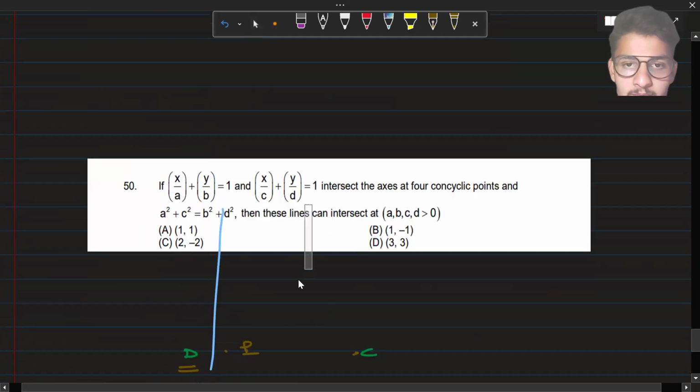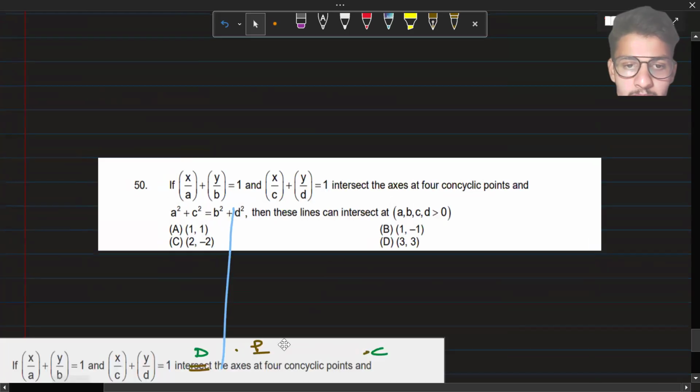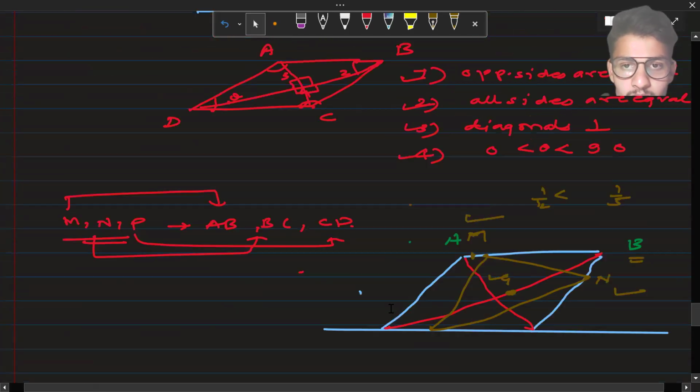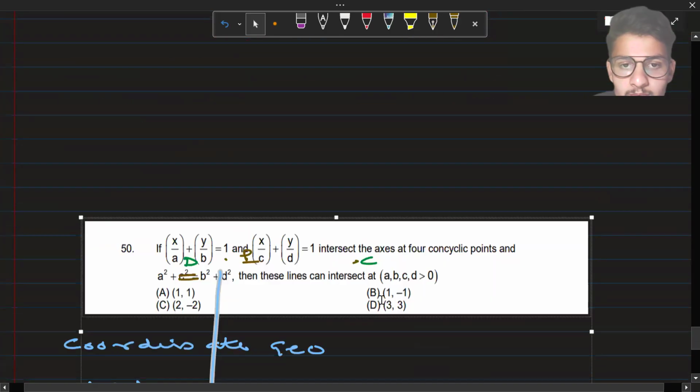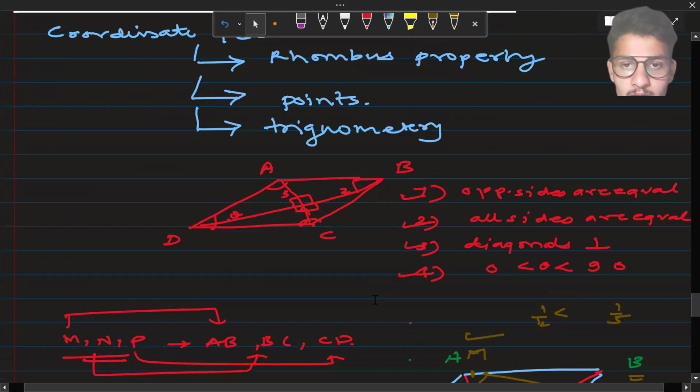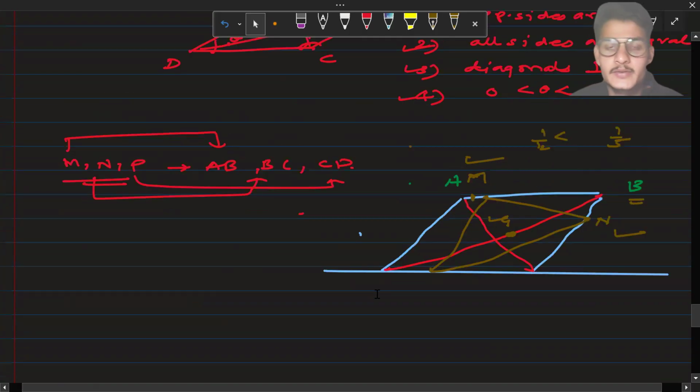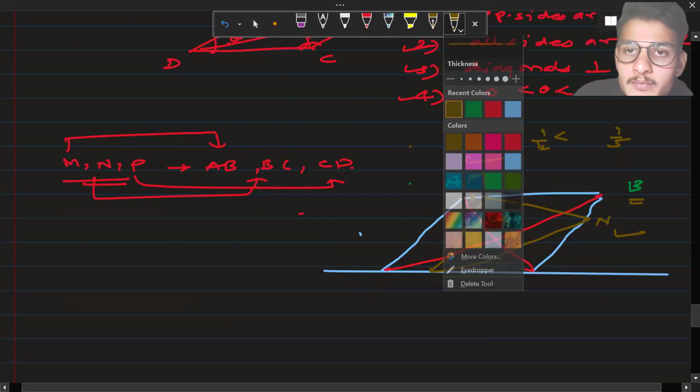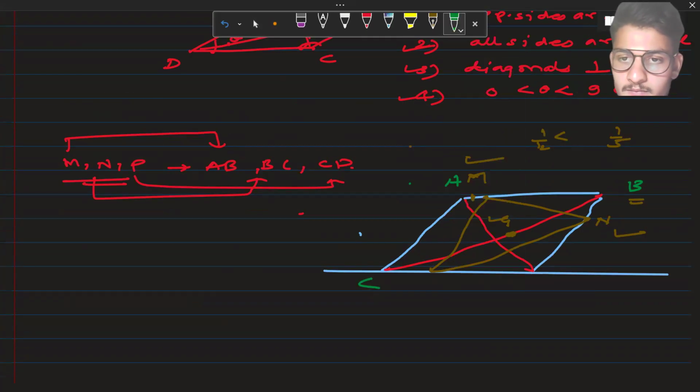So you will see here that it's a problem of locus. So how will you solve this problem? I have imagined a rhombus like this. For my ease, I have taken D on the origin. It will make my task easier.